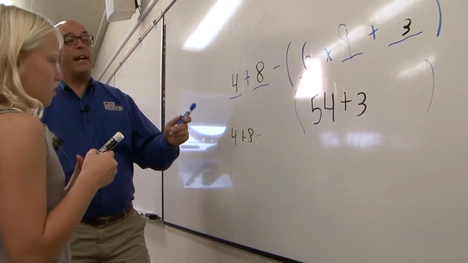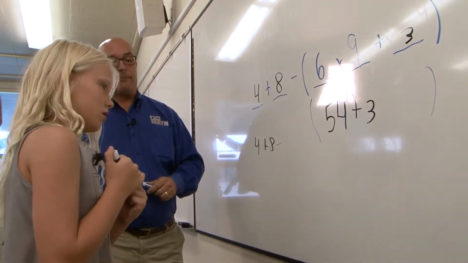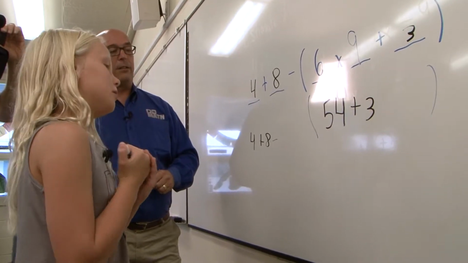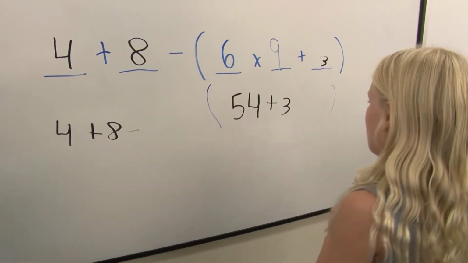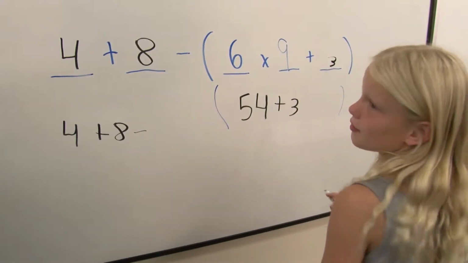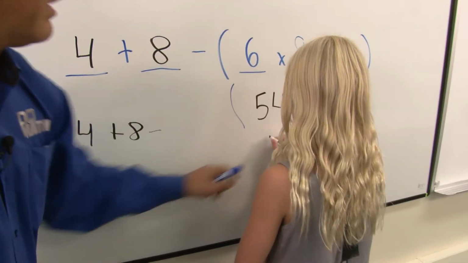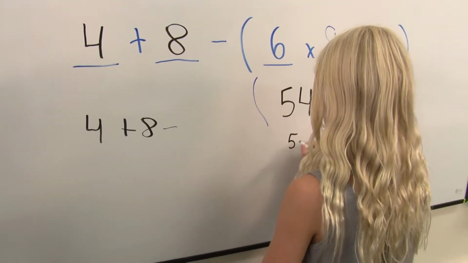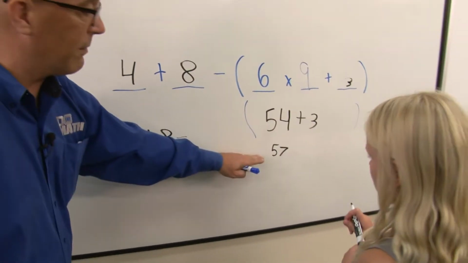Right. So now, let's finish up the parentheses. What do we have? We have 54 plus 3. And what is that? 57. There you go. So put those together and put it underneath. Okay, so now let's rewrite the problem. So bring this down.